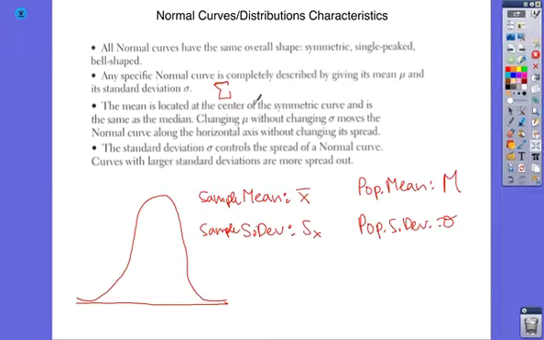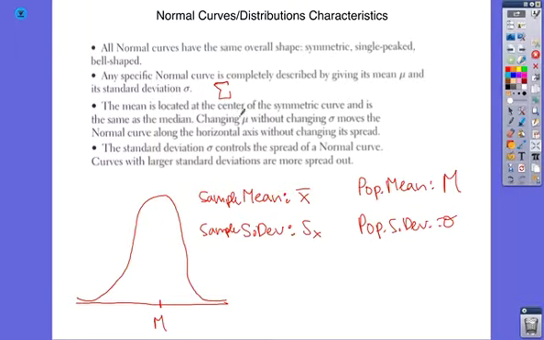The mean is located at the center of a symmetric curve, so we know that it's symmetric, which means its mean and its median are the same thing. So your mean, or your median, would be here, and that would be mu. Changing mu without changing sigma moves the normal curve along the horizontal axis without changing its spread.